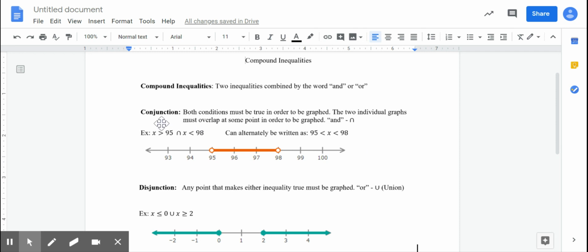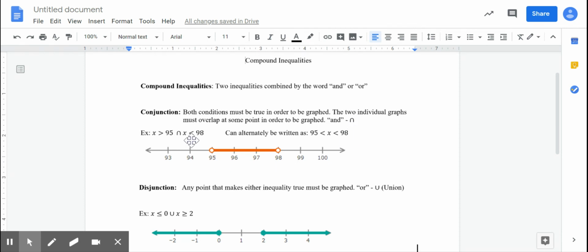Now, a conjunction is connected. So we'll see this kind of barbell-shaped graph that goes from one value to another. In a conjunction, this is an and statement. Both conditions must be true in order to be graphed. Okay, the individual graphs must overlap at some point in order to be graphed. So this is the word and, and the mathematical symbol is this little upside down U that means and.